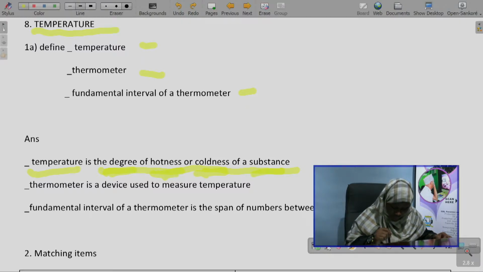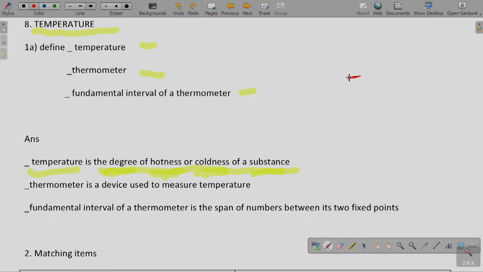Temperature can be expressed in negative numbers to represent coldness, and mostly positive numbers represent hotness. So if I say the temperature of this substance is negative 50 degrees Celsius, I mean that body is very cold. But if I say it's 50, I mean it is hot.